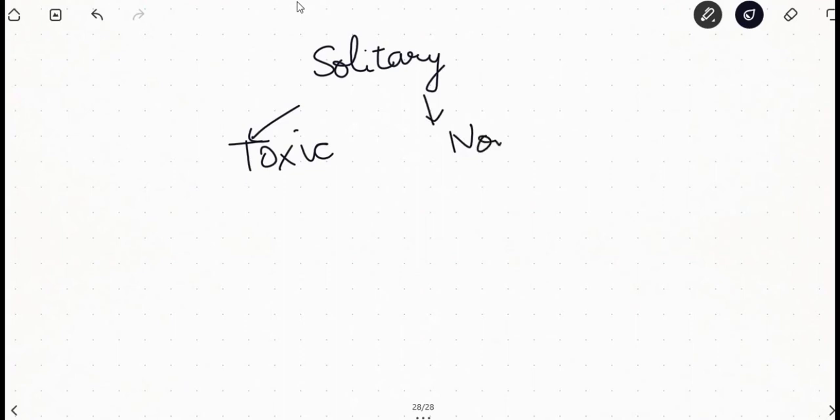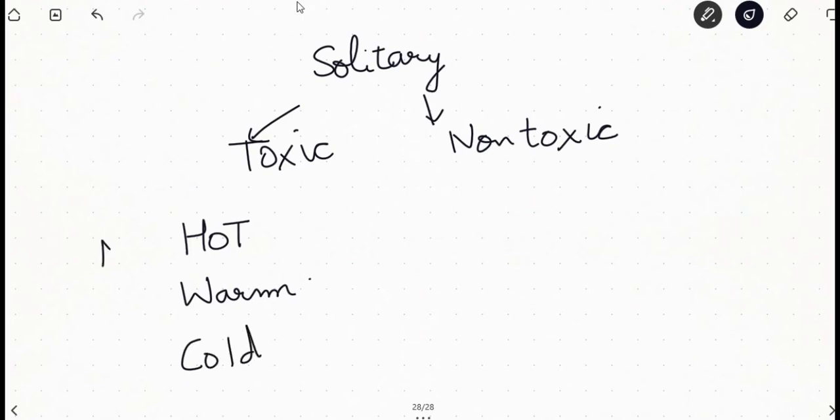The solitary nodule can be toxic or it can be a non-toxic solitary nodule. Now, based on the radioisotope study, it can be either a hot nodule, warm nodule, or cold nodule. So what are hot, warm, and cold nodules?